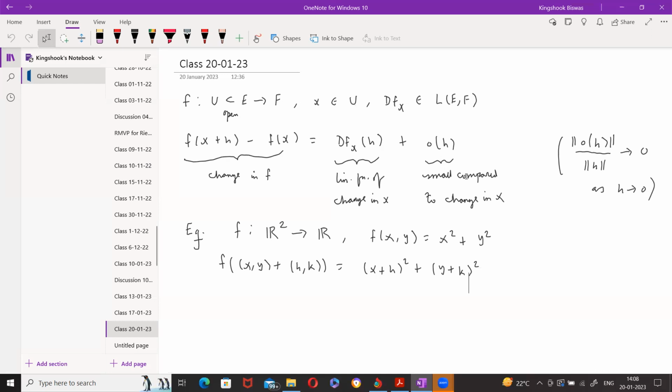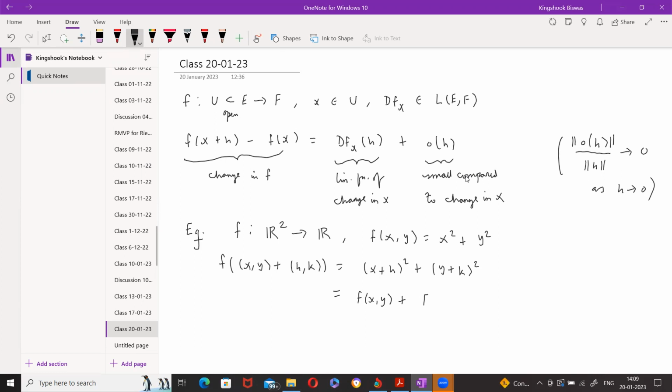So let's just look at a simple example. If we take f from R^2 to R, which is the norm squared function, f of (x,y) is x squared plus y squared, then let's try to work out whether this function f is differentiable. So we look at f of (x,y) plus a small change (h,k). So this becomes (x plus h) whole squared plus (y plus k) whole squared. Let's expand this. We'll get x squared plus y squared, that is f of (x,y), and then there'll be terms which are linear in h and k. So there'll be 2xh plus 2yk.